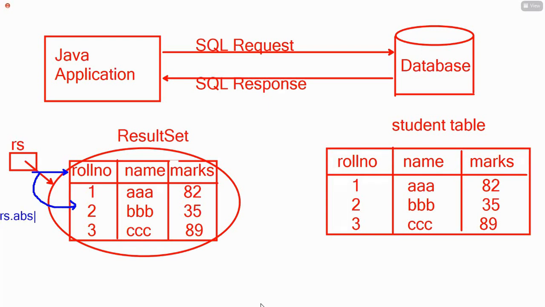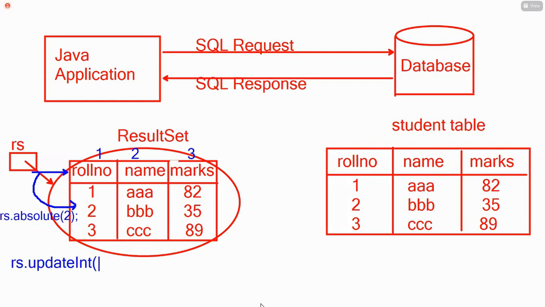So rs.absolute(2) we have to write. Then it comes to the second record. After that, this is column number 1, column number 2, column number 3. If you want to update this one, which update method do you have to call? rs.updateInt, no?